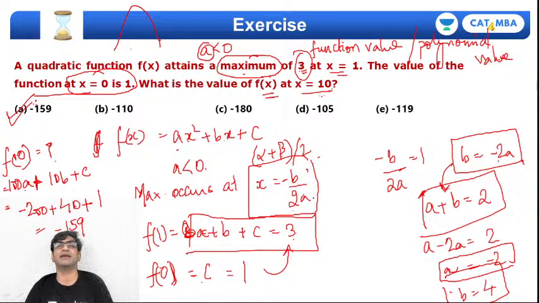मैक्सिमा से डायरेक्टली मैंने कंडीशन निकाल ली. मैक्सिमा से मुझे इक्वेशन मिल गया, x और a और b में एक रिलेशनशिप मिल गई मुझे. ओके.